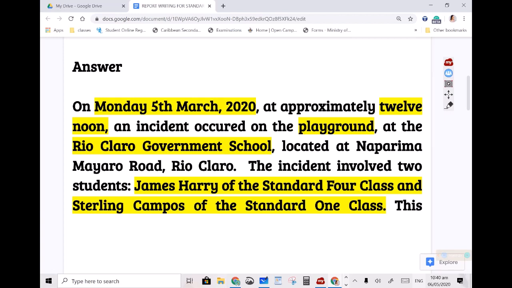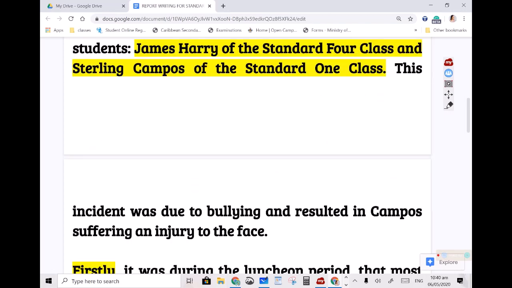Okay, so in the first paragraph, I want you to also notice that not just the names of the students were in proper nouns, but the names of the school, the dates, etc. The things that are supposed to be in proper nouns are written in proper nouns. Okay, and we must also pay attention to punctuation, commas, full stops, etc.